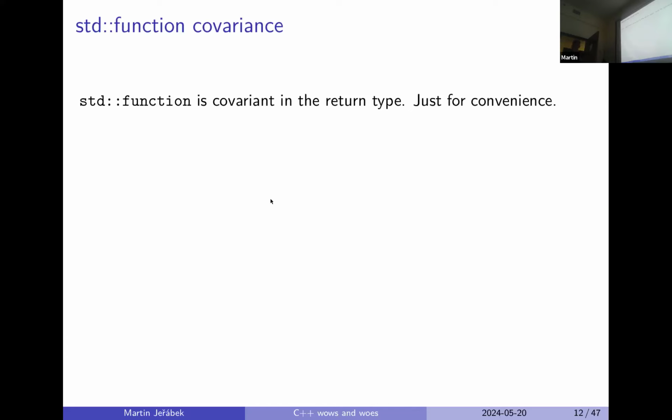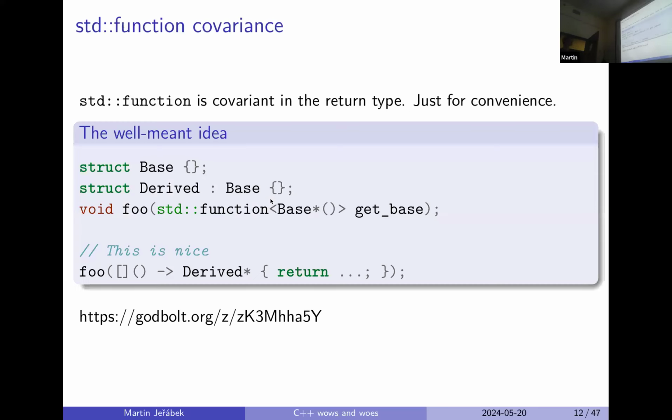It turns out that std::function is covariant in its return type, which means that when we have a base class and a derived class derived from the base, and we want a function that returns pointer to base, and we instead give a function returning pointer to derived, we can do that. It automatically converts because it's convenient, right? But when you use it in a different way than it was intended, it bites you.